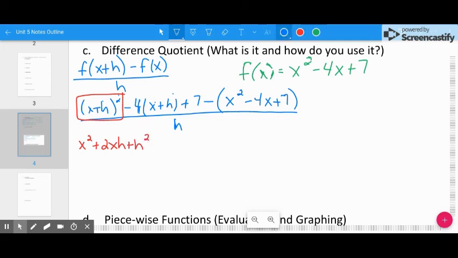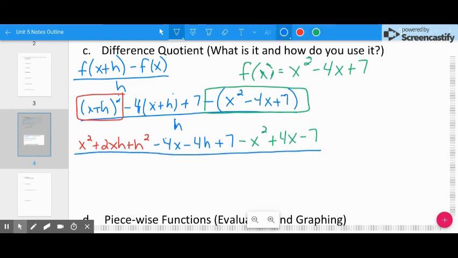And then next we would distribute the negative 4 in. So that would be minus 4x minus 4h. Don't drop this plus 7. That happens sometimes because it kind of gets mixed in with a lot of other stuff. So we want to be careful that we're sending that through. And then the last piece is to rewrite this function, but now we're going to subtract. So we'll have minus x squared plus 4x minus 7. Still all over h.